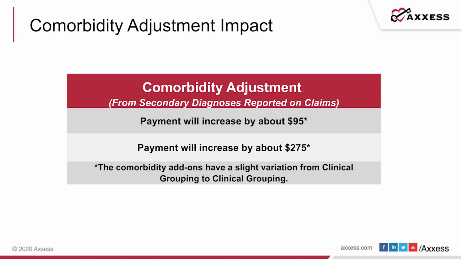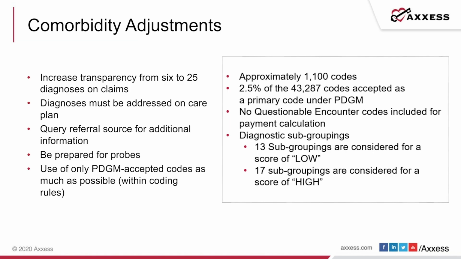about $95 every 30-day period. For a high comorbidity adjustment, you'll have payment increase about $275. And that has a slight variation from the clinical grouping to clinical grouping as we saw in the prior slide. As we've already stated here on the left, we know that the claim will be opened up.